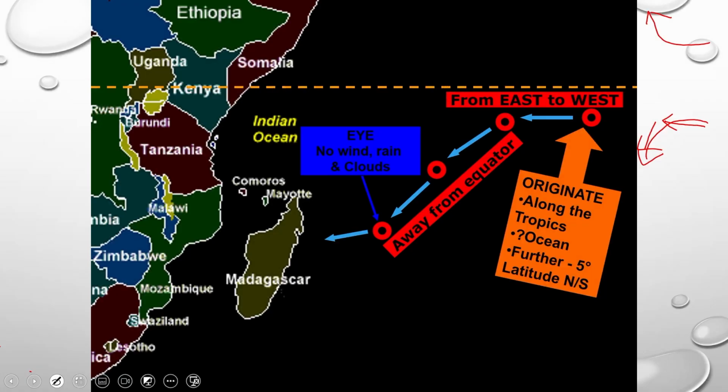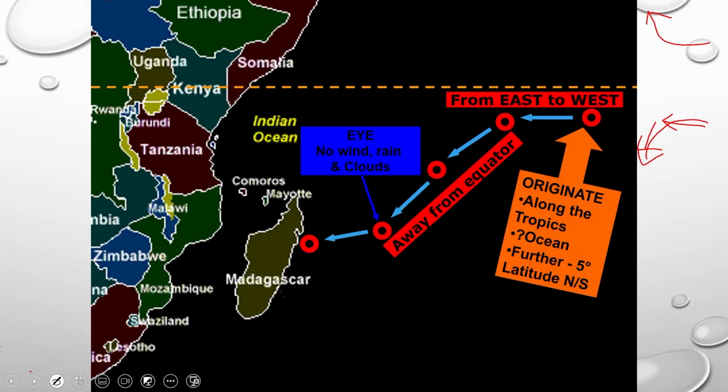Windless is not the same thing as less wind. Rainless is not the same thing as less rain. And cloudless or no clouds is not the same thing as less clouds. Less clouds is wrong. Cloudless is correct. Okay? Rainless is correct. Less rain is incorrect. So please be careful about those things, because in the exams, we're looking for the correct scientific articulation of what happens there. Okay? So that is the unique weather in the eye.